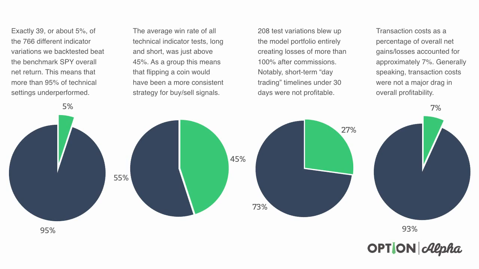One is that exactly 39, or about 5%, of the 766 different long indicator variations that we backtested beat the S&P 500 benchmark net return. This means that 95% of the technical analysis indicators that we tested underperformed the market. Now, this is incredibly important because what this really means is that 95% of the indicators that are out there are basically junk and garbage and don't really work.